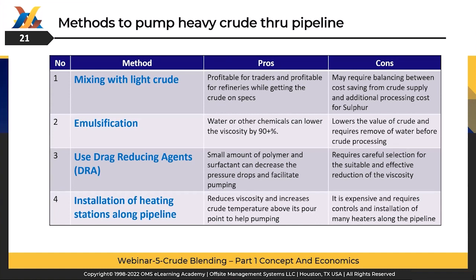Fourth method is to install heating stations along pipelines. It reduces the viscosity and increases the crude temperature above its pour point to help pumping. It's expensive, it requires controls and installation of many heaters along the pipeline.